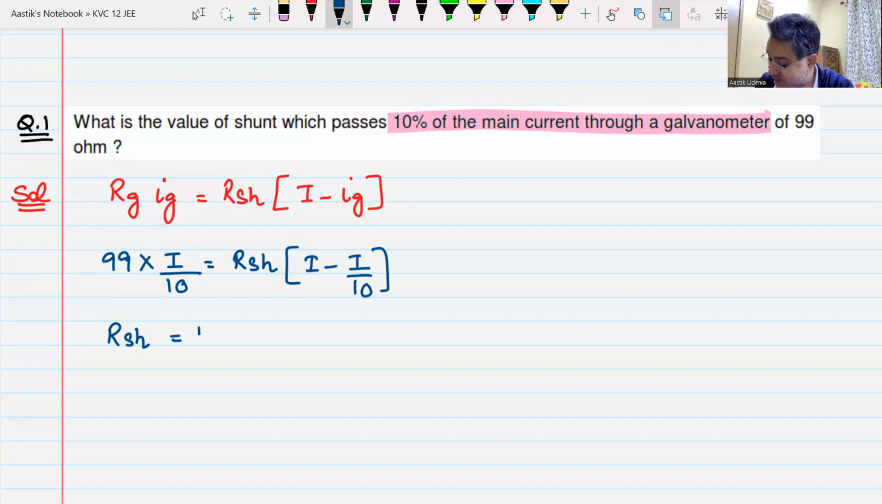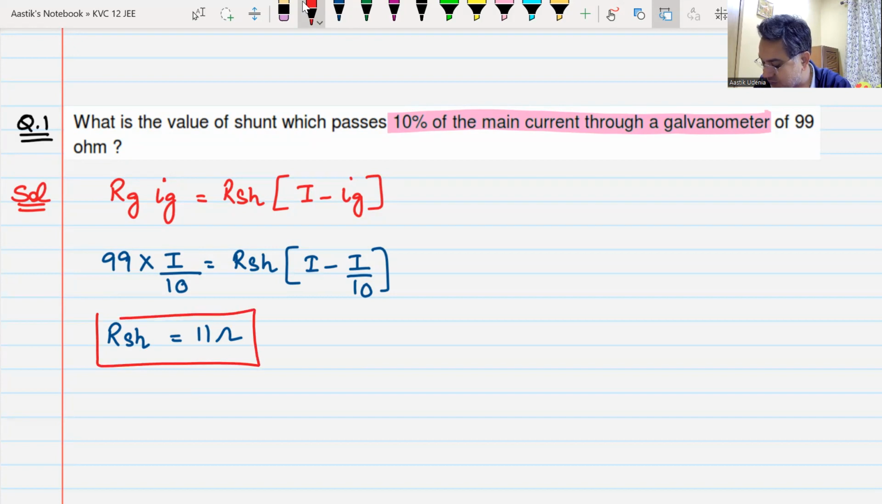I think 11 ohms. That is the answer, my dear friends. I hope you have understood how to get this.